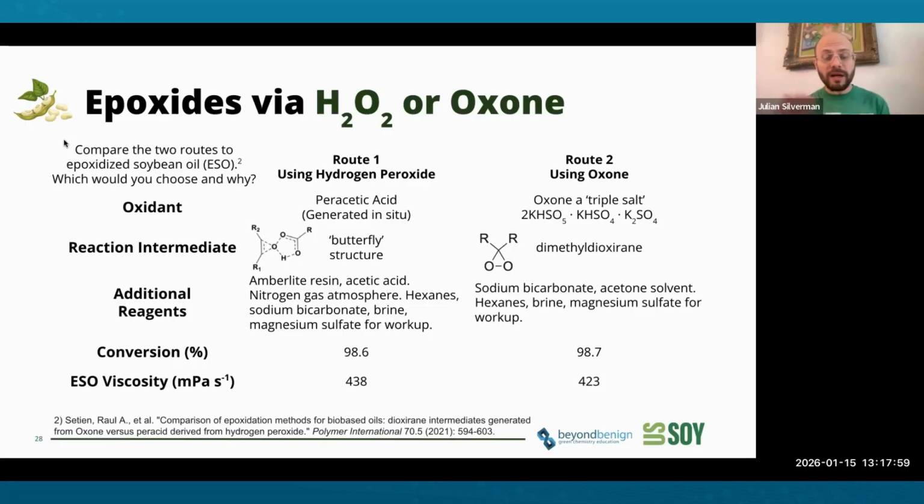But honestly, if you were going to compare these two, does anybody know which one is greener? Just from the information we provided, is it possible to determine which one is more environmentally friendly, which one is more economically viable? And the answer is, unless you are an expert on these topics, it's very difficult to tell, right? Even though there's more reagents for the peroxide route and the viscosity is lower for the oxone route, the reality is that you need to do the math. You need to figure out which one is more sustainable.